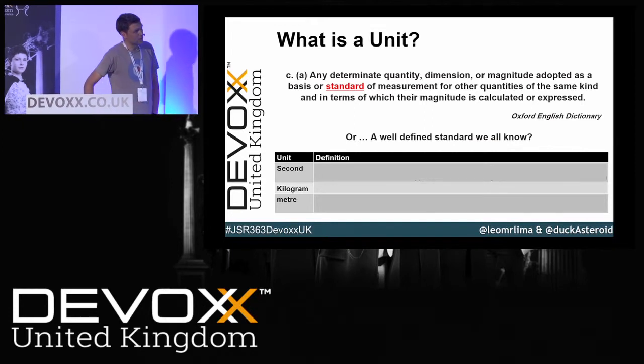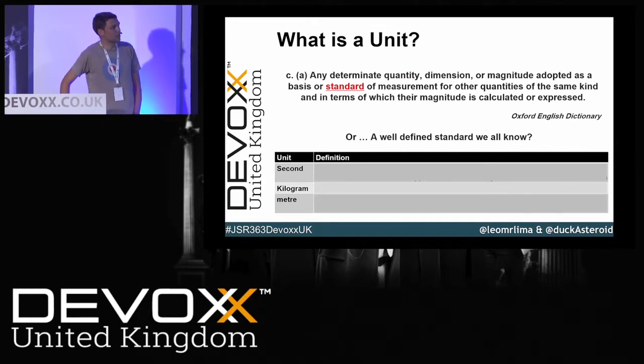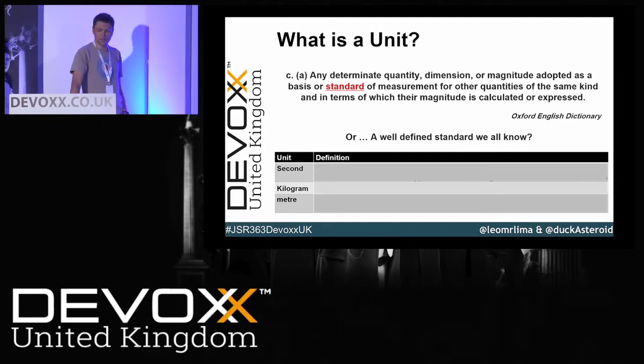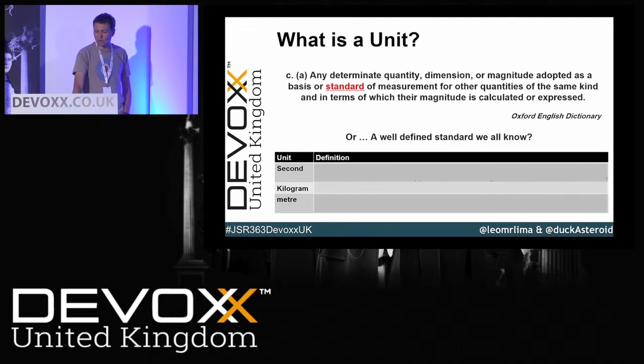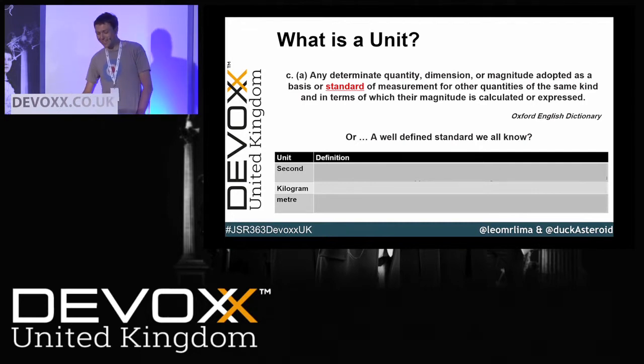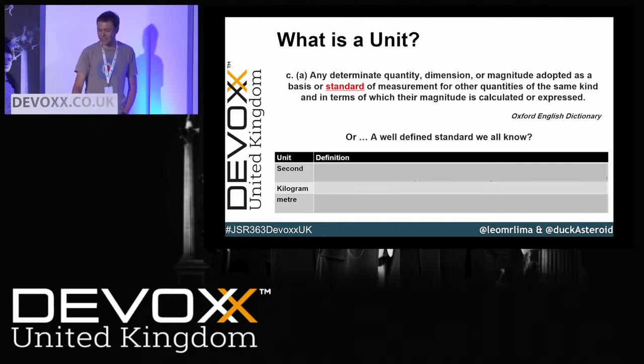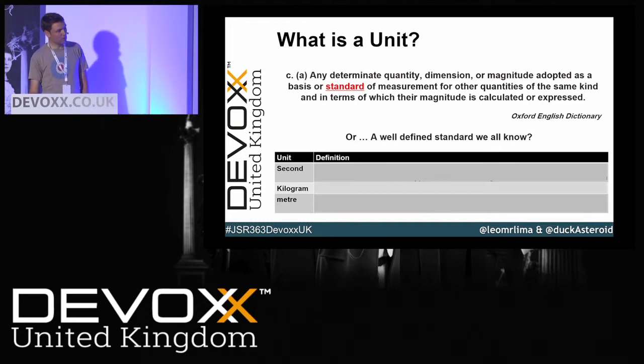The Oxford English Dictionary defines a unit as any determinate quantity, dimension, or magnitude adopted as a basis, or standard being the key word, of measurement for other quantities of the same kind and in terms of which their magnitude is calculated or expressed. So I've put down a few units that most of us will be familiar with down here. And the definition of them is actually a little bit more complicated than most people think.